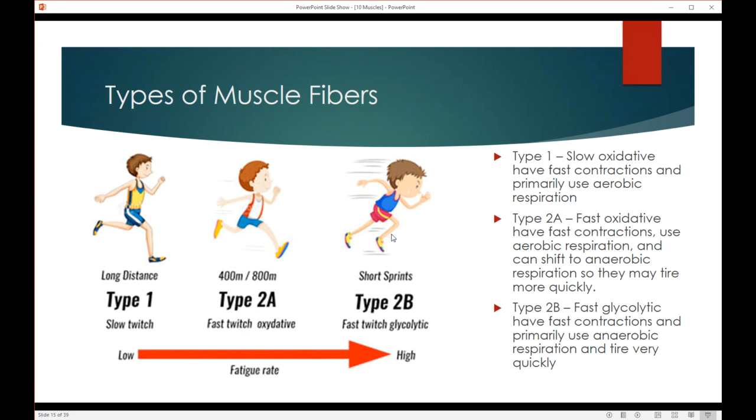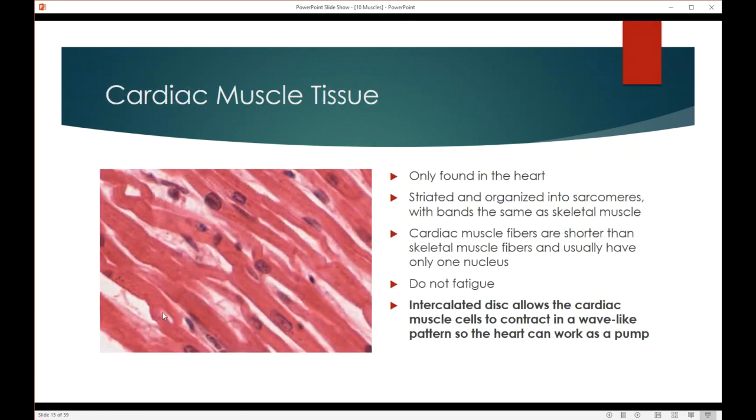So they're not using oxygen, and because they're not using oxygen, they tire very quickly. This is cardiac muscle tissue. Cardiac muscle tissue is only found within the heart. It is striated, meaning that we're still going to see those stripes because it's organized into the sarcomeres, and it has the bands just like our skeletal muscle does. Cardiac muscle fibers, though, are shorter than the skeletal muscle fibers, and they only have one single nucleus.